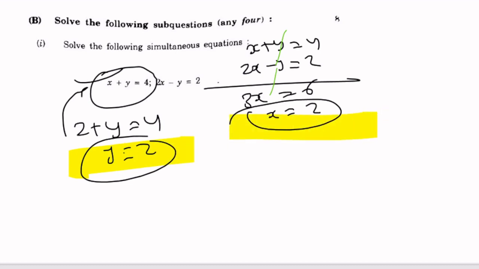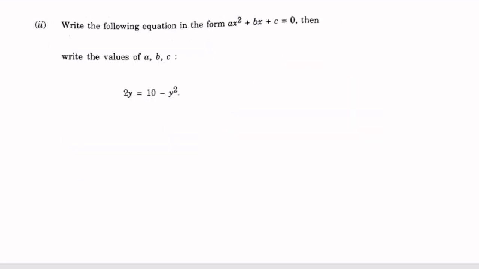If your logic is clear, simply you'll get all the solutions within very short period. Okay, let's move to the next question. Write the following equation in the form ax square plus bx plus c. Okay, and then what? Compare and get the value. Very simple. Nothing you have to do. Just convert this equation in this form.